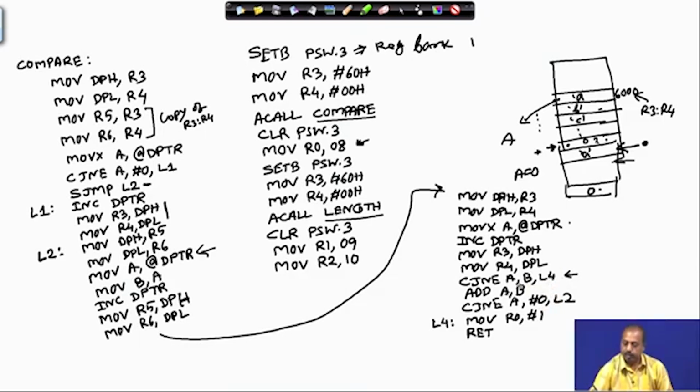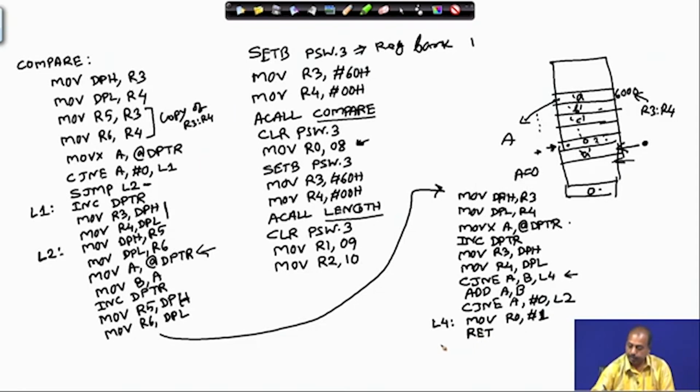If the characters are not same, then it will come to L4. So, this R0 becoming 1 means the strings are not same. If R0 becomes 1, then the strings are not same. If the characters are same, then I am checking whether I have reached the end of the string or not. So, that way, by doing this program, I can do a substring check part. Okay.